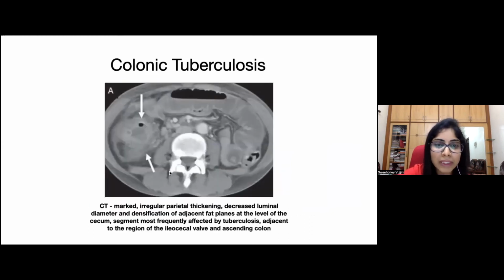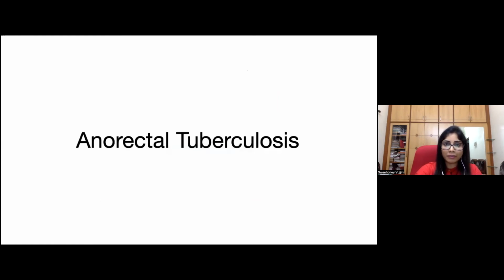This is a CT image showing markedly irregular parietal thickening, decreased luminal diameter, and densification of adjacent fat planes at the level of cecum. This is the most commonly affected region by tuberculosis, adjacent to the region of the ileocecal valve and ascending colon. Next is the anorectal tuberculosis.